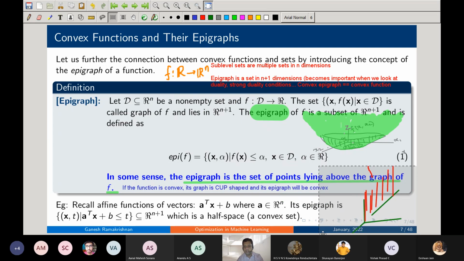Here's the half space example. What you see here in green is the graph of the function, the affine function, and the part in red is basically the epigraph. That's the epigraph. Okay, how do you prove that it's a convex set when the function is convex?